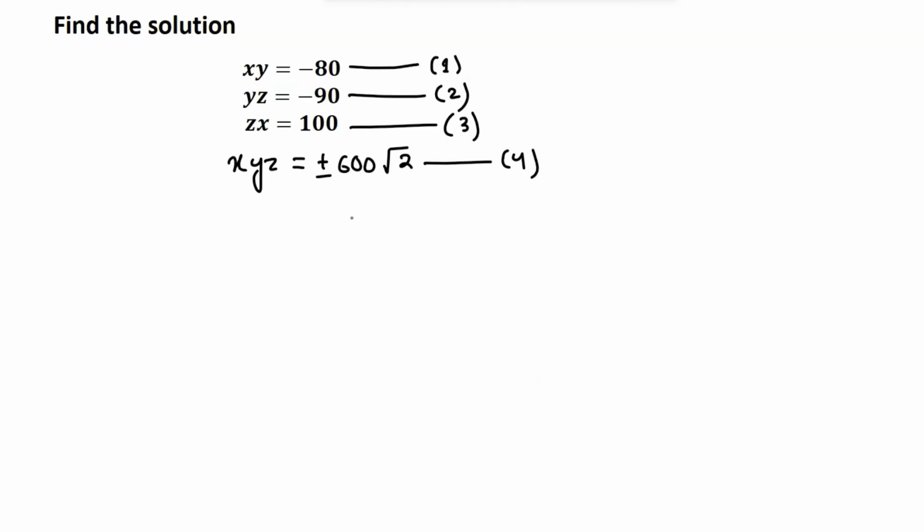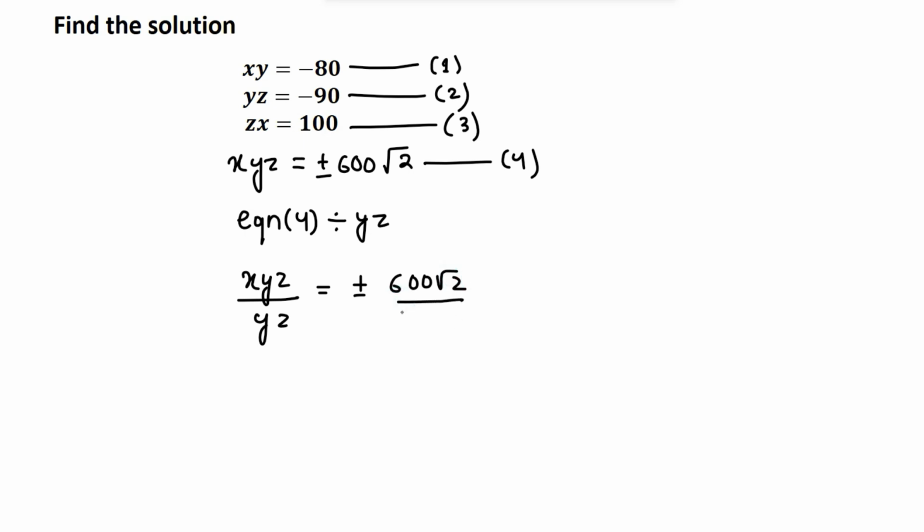So here we have equation 4. Now in order to find the solution for x, y and z that satisfies these equations, let's start with finding the value of x. I will divide equation 4 by yz. So xyz divided by yz equals plus or minus 600 root 2 divided by yz. Here we have yz and yz, these two cancel each other, so we are left with x equals plus or minus 600 root 2 divided by yz.